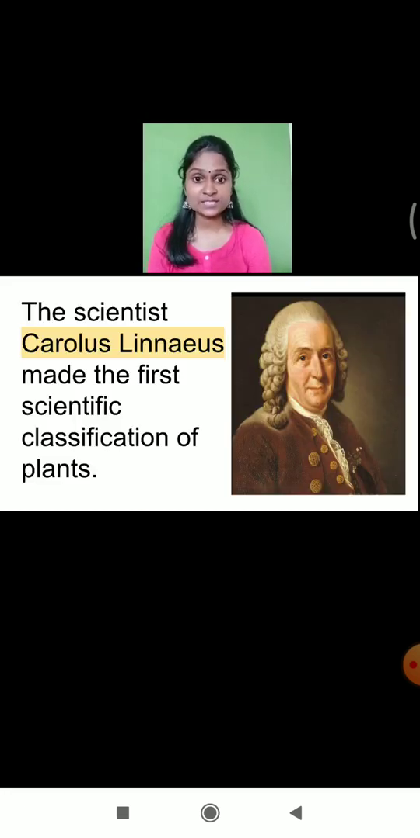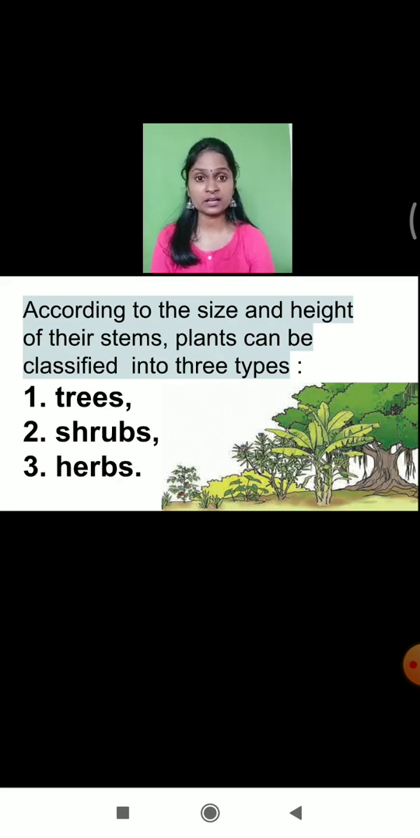So shall we revise once again whatever we have learned today? So what was the name of the scientist who gave first scientific classification of the plant? What was the name of the scientist? Carl Linnaeus. So Carl Linnaeus was the name of the scientist who gave us the first scientific classification of the plant. And what else we learned today? We learned that according to the size, height of the stem of the plants, plants can be divided into three types. What are the three types?